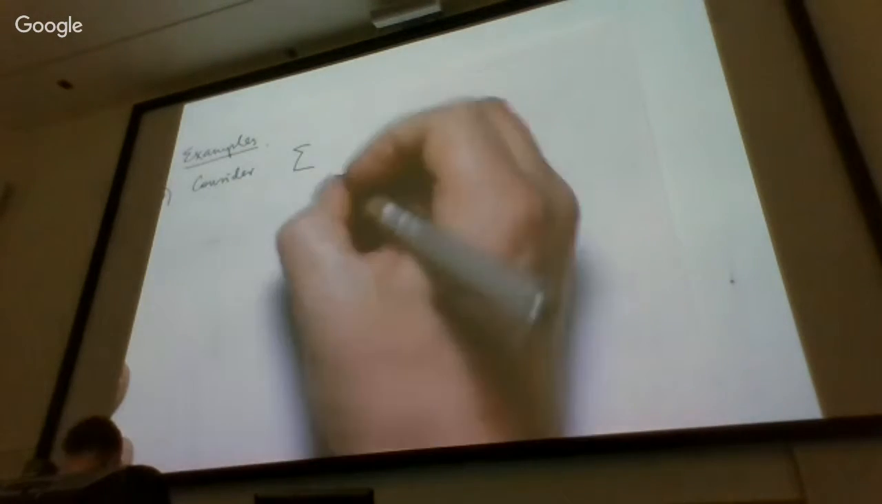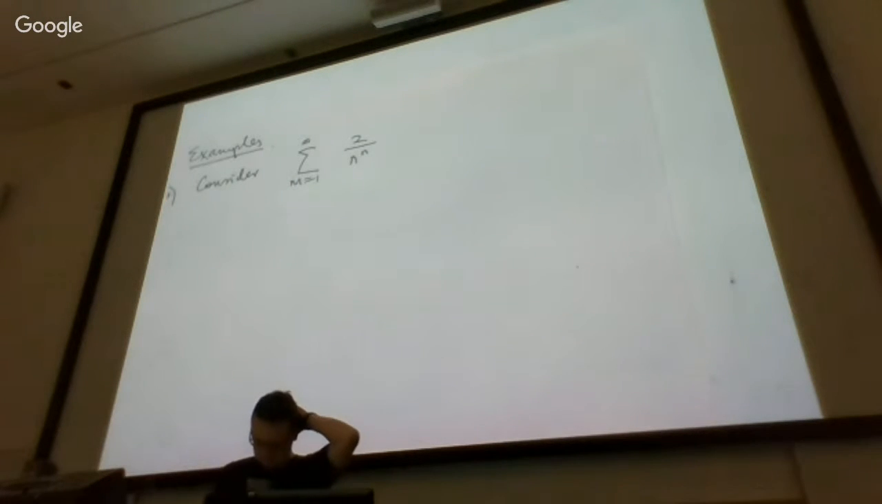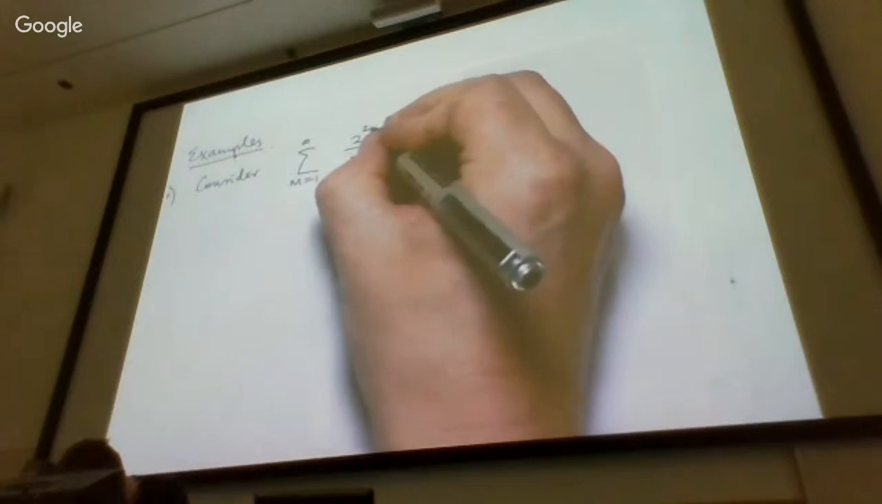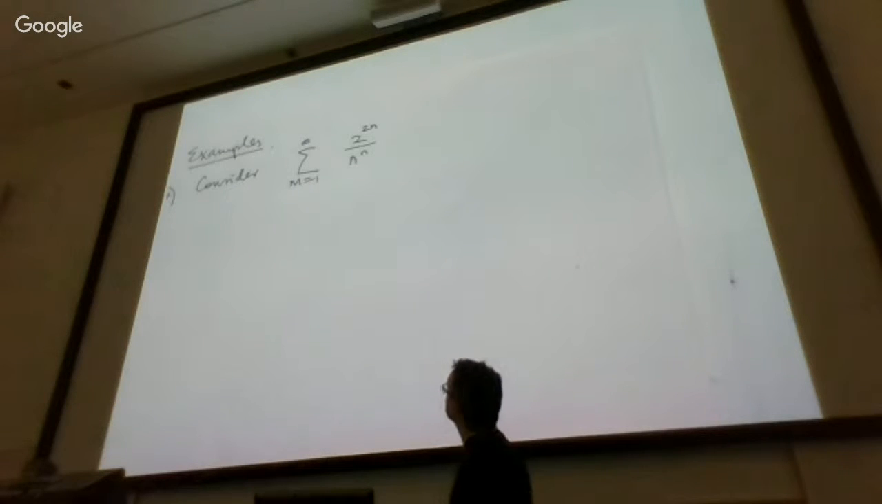Okay. So let's see some examples. For the first example, we'll consider this particular series: the sum from n equals 1 to infinity of 2 to the power 2n over n to the power n.